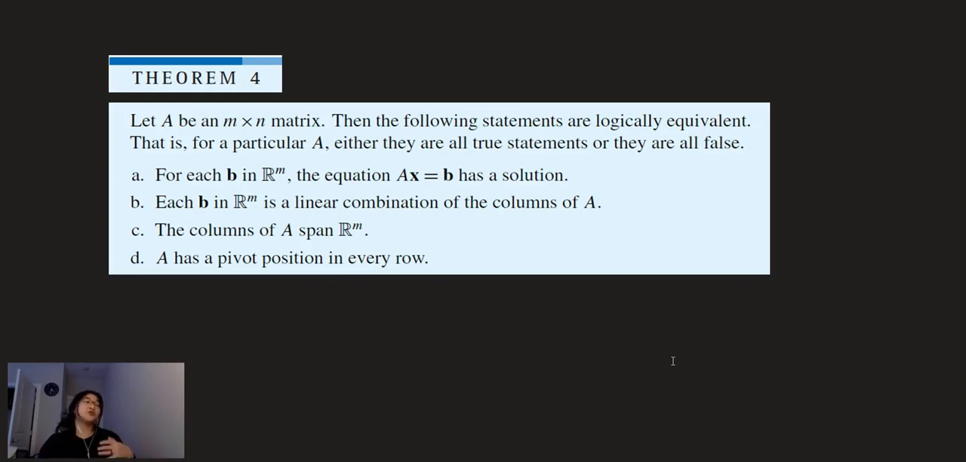So if you can show that the columns of A don't span R^m, then you can also say that A doesn't have a pivot position in every row, and we don't have a solution for Ax equals B for each B in R^m, and we don't have a linear combination of the columns of A as something that we can get for each B.